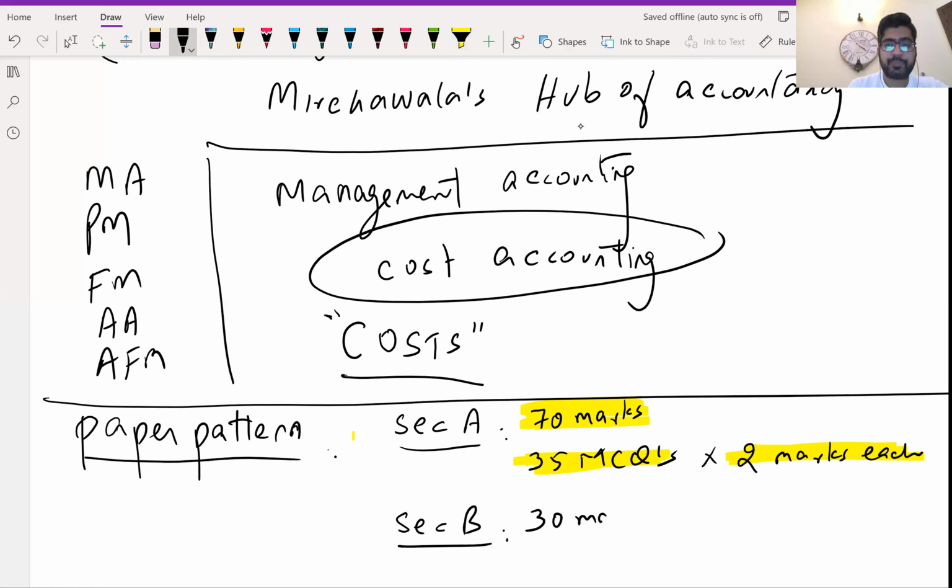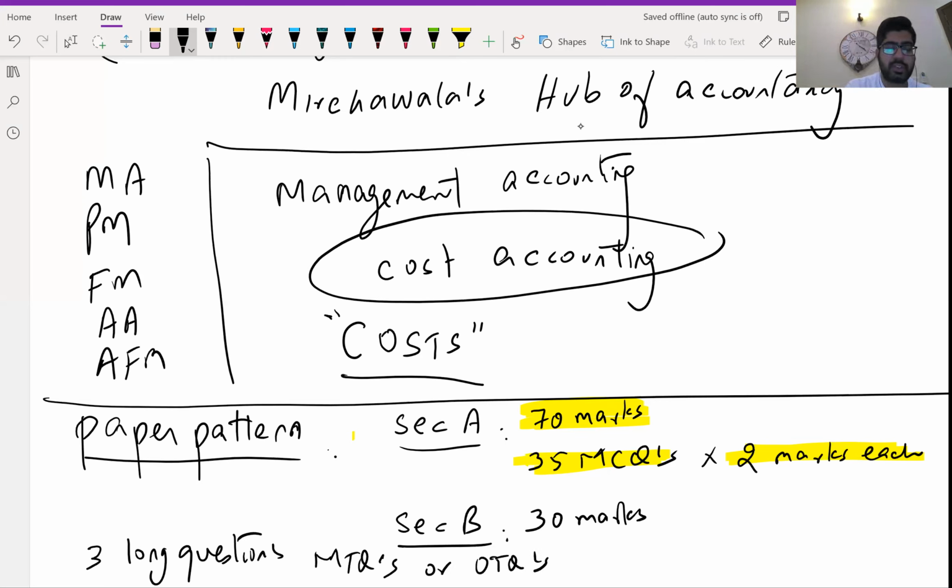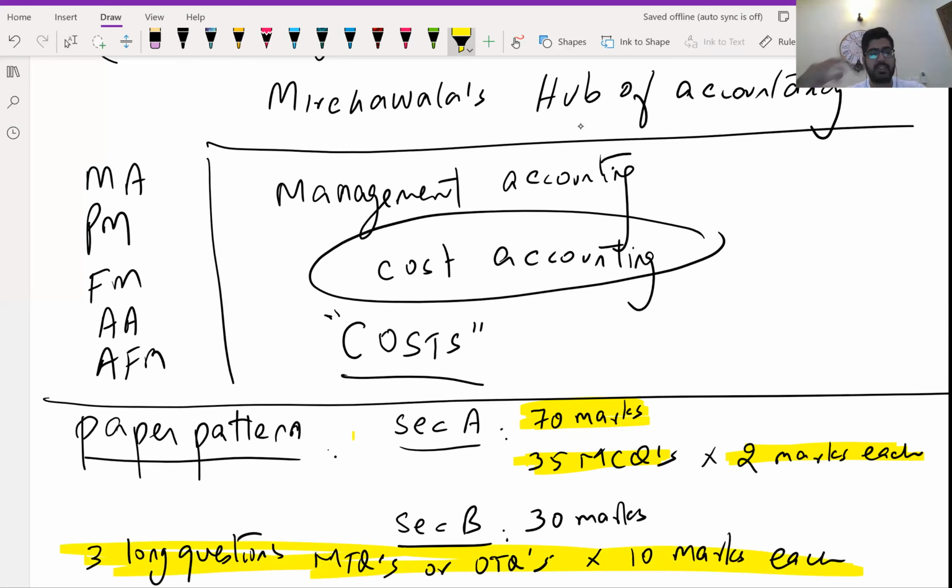As far as the second section, Section B, is concerned, the worth of Section B is 30 marks. In Section B, you get 3 long questions which are called MTQs or OTQs. MTQ stands for multitask questions. OTQ stands for objective type questions. Every question has a worth of 10 marks each. So if you're getting 3 long questions, and each is 10 marks, it becomes 30.